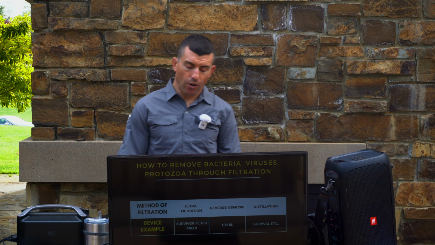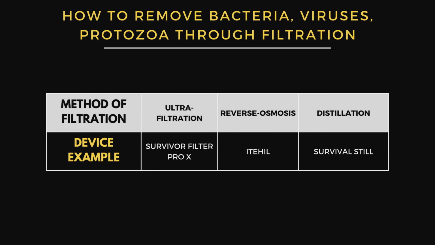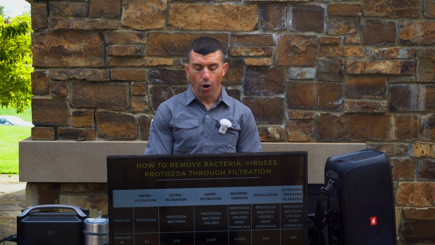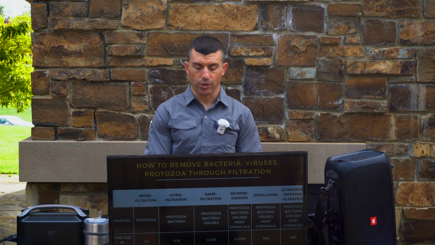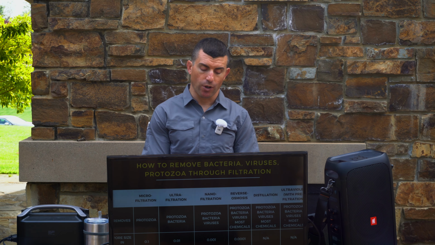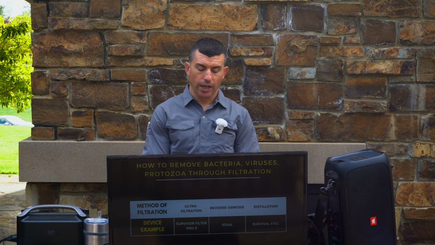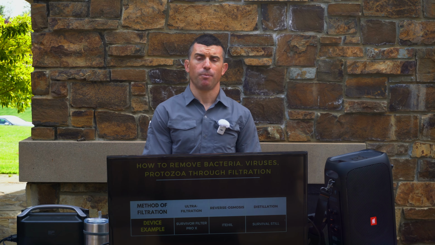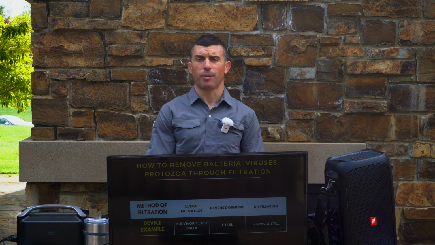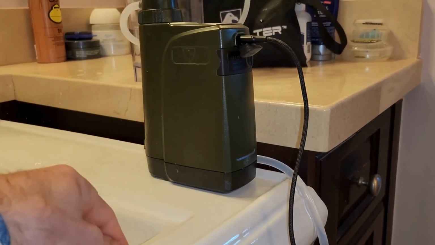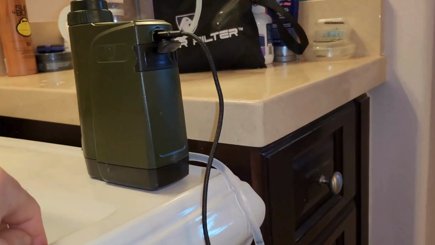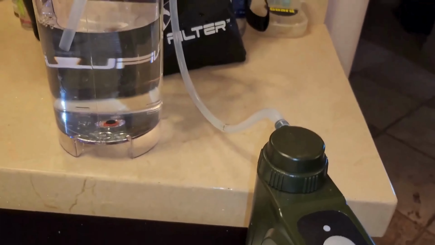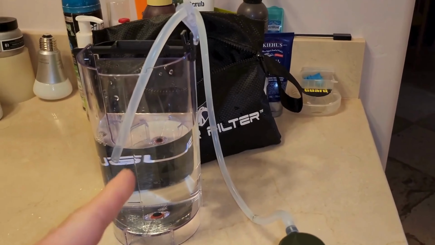For ultrafiltration, reverse osmosis, distillation, here's a few examples. With ultrafiltration, which again is to the 0.01 micron level for pore size, which is going to filter out your protozoa and bacteria, you're looking at a device like the Survivor Filter Pro X, which is battery powered either through AA batteries or through a USB power pack, which means you can power it through solar. That's going to give you powered filtration and some basic purification.